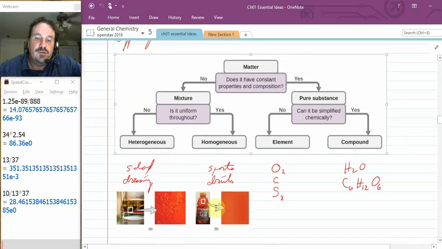And the book uses a sports drink as an example. Lots of different types of atoms, molecules, compounds in a sports drink, but still, if I look anywhere at the top or the bottom of that, I'm going to pretty much find the same thing. It's homogeneous all the way throughout.